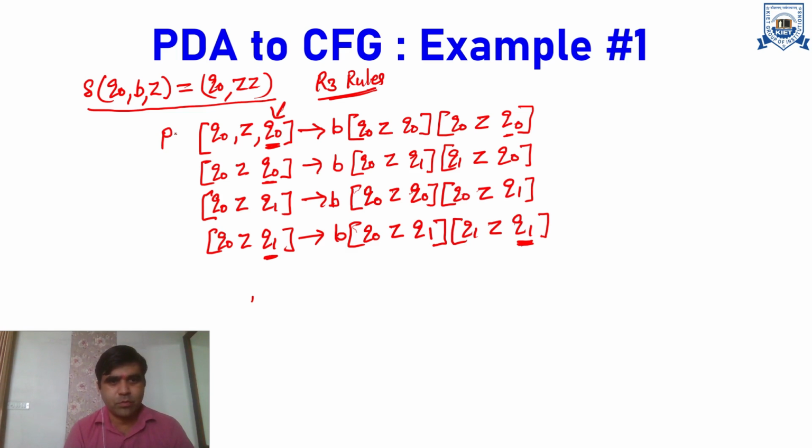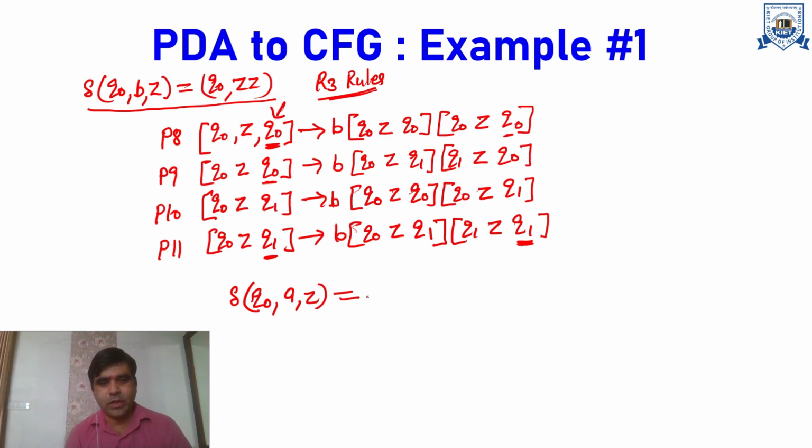So let me give a name to these also. This is production rule number 8, production rule number 9, production rule number 10, production rule number 11. Similarly, we'll take another one, delta of Q naught comma A comma Z. This is a rule in our pushdown automata, and then we are going to Q1 and head. So in this case, we are not erasing, we are not pushing a new symbol, but we are not erasing also. Okay, so again R3 will be applied.